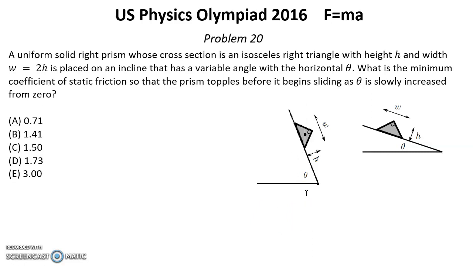But we have a critical angle when the body starts to slide. Tangent theta equals mu, the coefficient of static friction. So this is why we have tangent theta equals mu equals 3. That's the answer E. This was the solution for problem number 20.